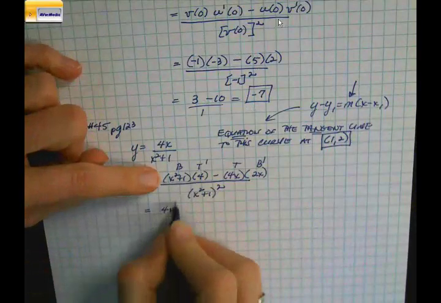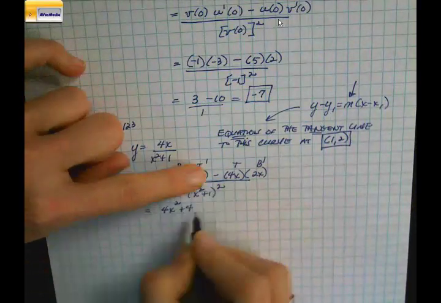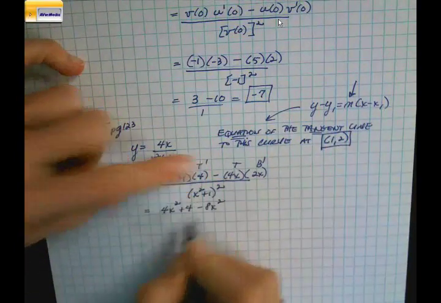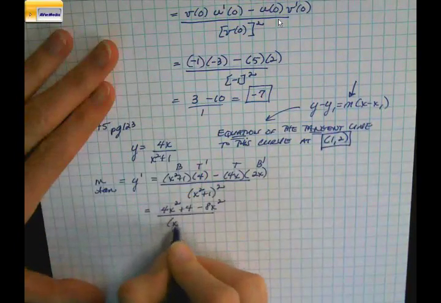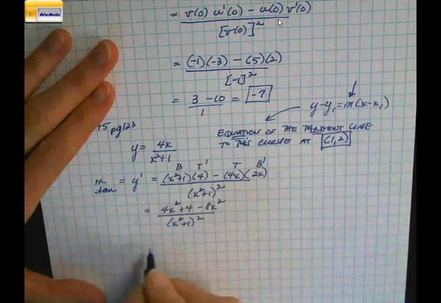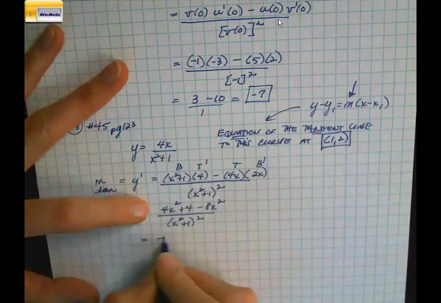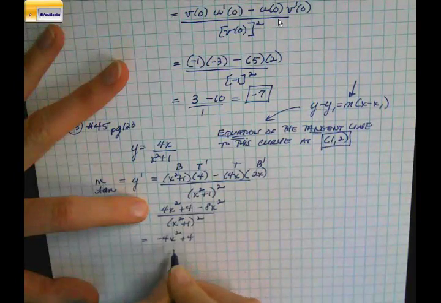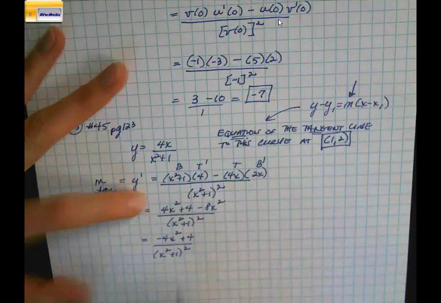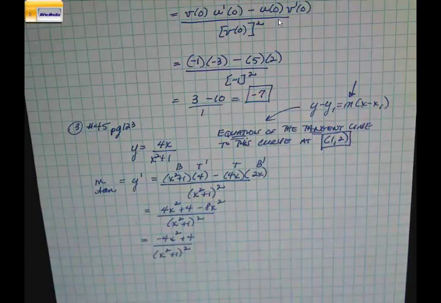Okay, so let's clean it up now. If I distribute the 4, this is 4x squared plus 4, and 4x times 2x is 8x squared. So 4x squared minus 8x squared is negative 4x squared plus 4, over x squared plus 1 squared. We could factor out a negative 4, but nothing's going to reduce, we're not going to get any cancellation. So leave it alone.